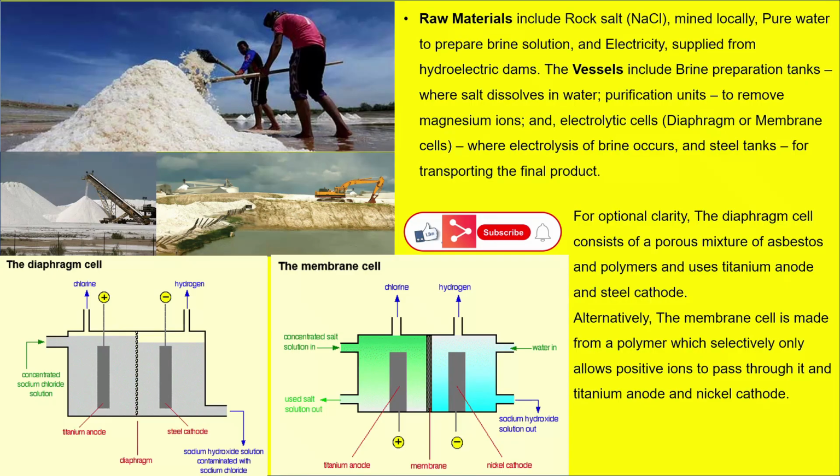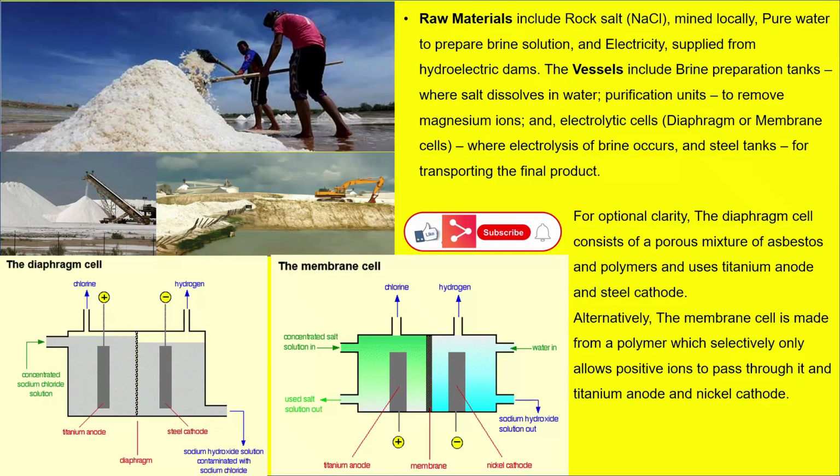Raw materials include: 1. Rock salt or sodium chloride, mined locally, as we see miners and tractors at the lake shores above there obtaining heaps of rock salt. 2. Pure water to prepare brine solution, and 3. Electricity supplied from hydroelectric dams.